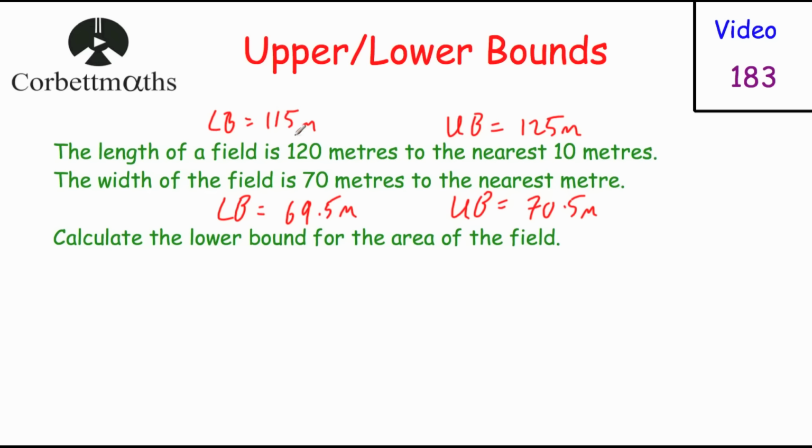So we would do 115 metres multiplied by 69.5, and that will give us the lower bound for the area of the field. That equals 7,992.5 metres squared. So that's the lower bound for the area of the field. If we were asked for the upper bound of the area of the field, we would do 125 metres multiplied by 70.5, and that would give you the upper bound for the area of the field.